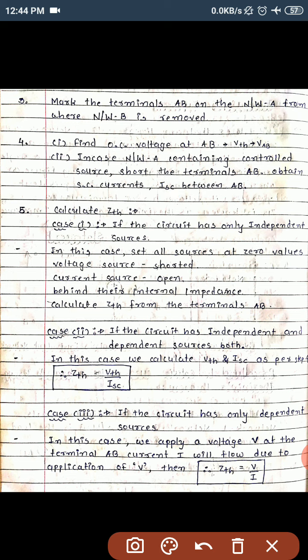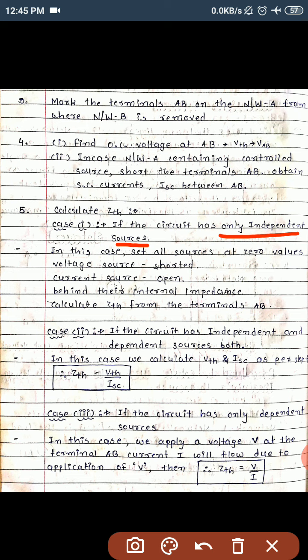Our fifth step, and the most important step, is the calculation of ZTH, Thevenin's impedance, or we can say the equivalent impedance of the network. So there are three cases. Case number 1, if the circuit has only independent sources.